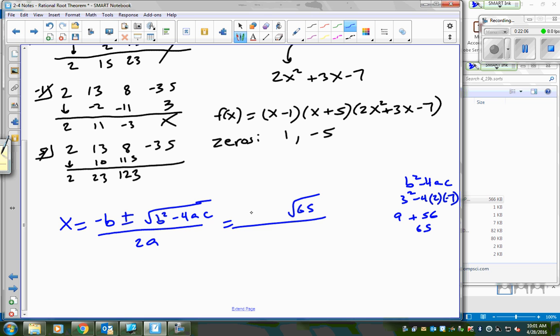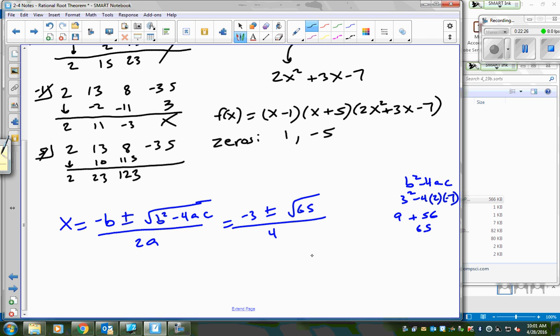What goes here? It gives you the opposite of b, plus or minus that over 4, because it's 2a. Now listen, you can't simplify this because the square root of 65 can't be simplified. So you just write that on your answer blank.